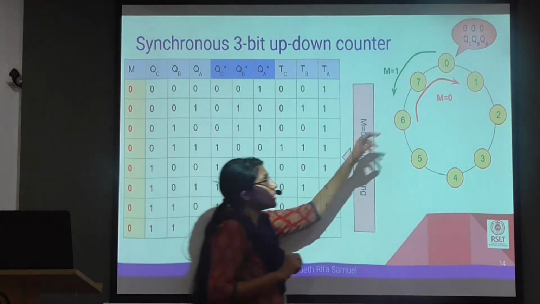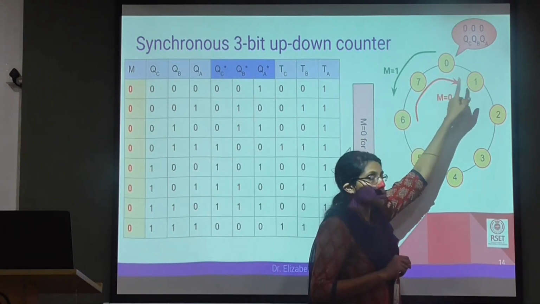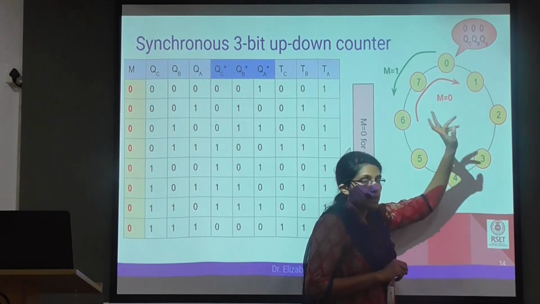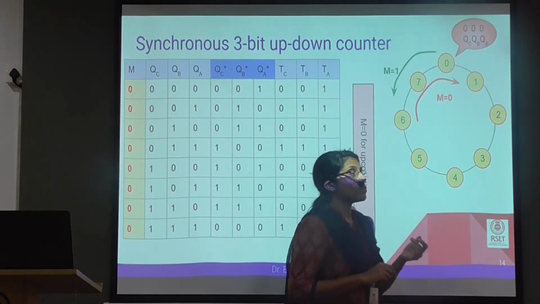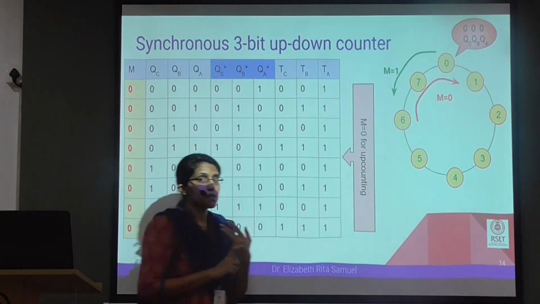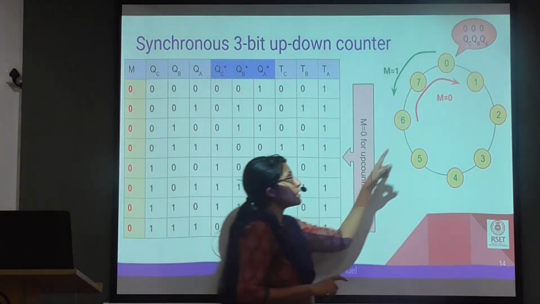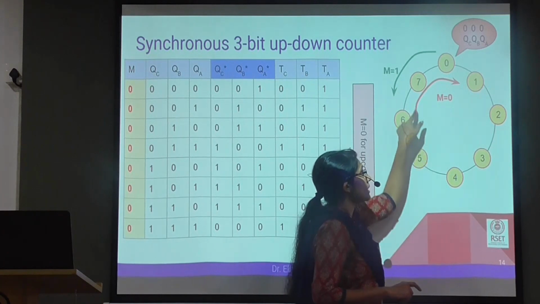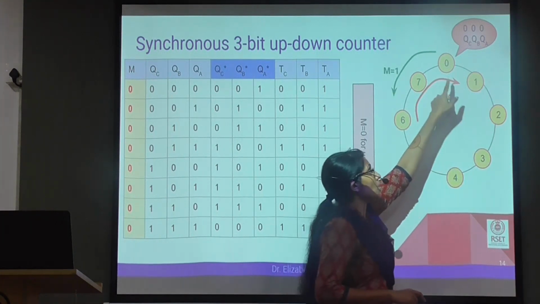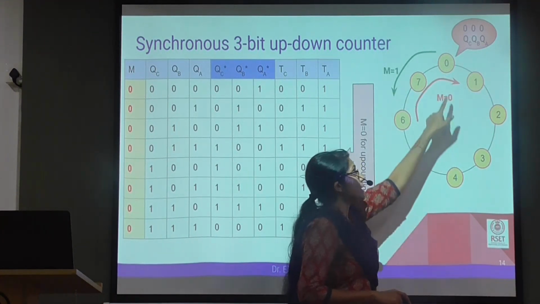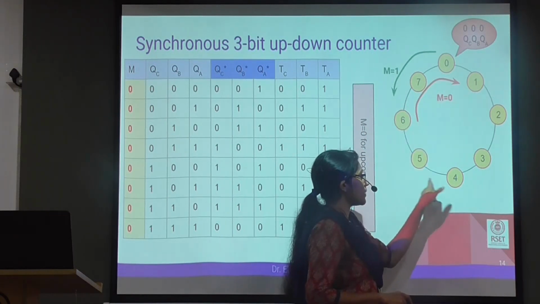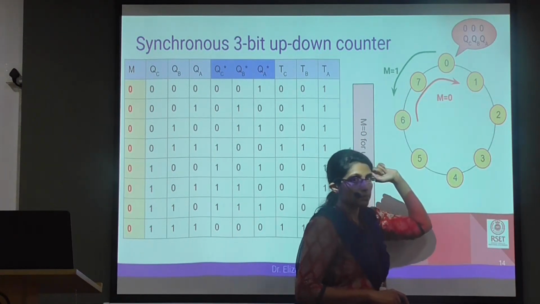So the binary equivalent of 0 is 0, 0, 0. The equivalent of 1 is 0, 0, 1. So we need 3 bits to represent our number in binary. So up counting means it is 0 to 7. Down counting means you are counting in the reverse order, that is 0, 7, 6, 5, 4, 3, 2, 1.